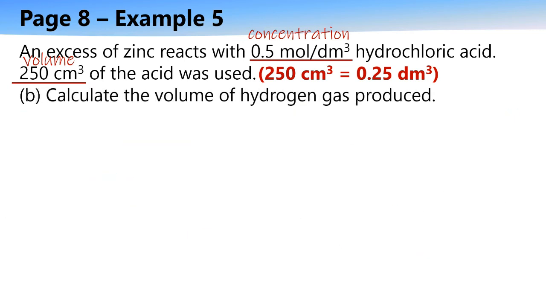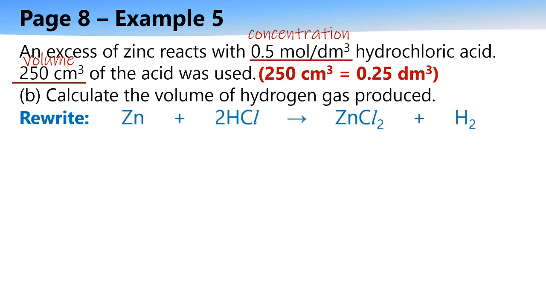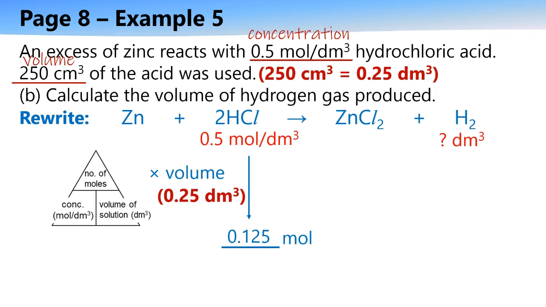Part B. Calculate the volume of hydrogen gas produced. Same thing, rewrite the equation. If you have enough space, you can reuse what you have done previously. So we have 0.5 mole per dm cube of hydrochloric acid, and the question asks us, what is the volume of gas produced? From part A, we have found out that we have 0.125 moles of hydrochloric acid.